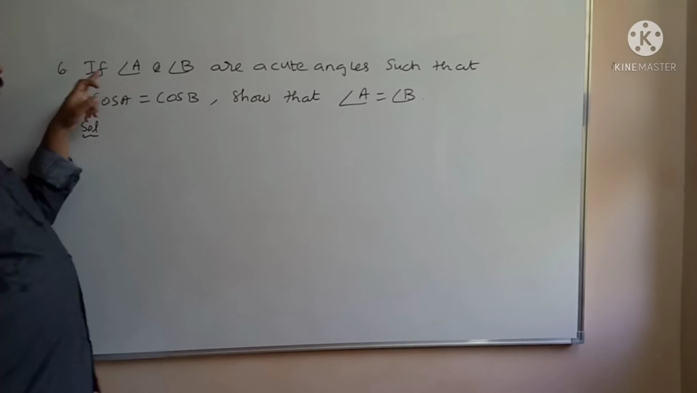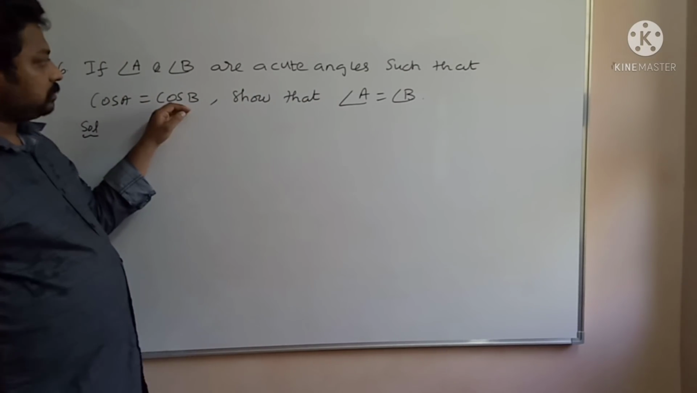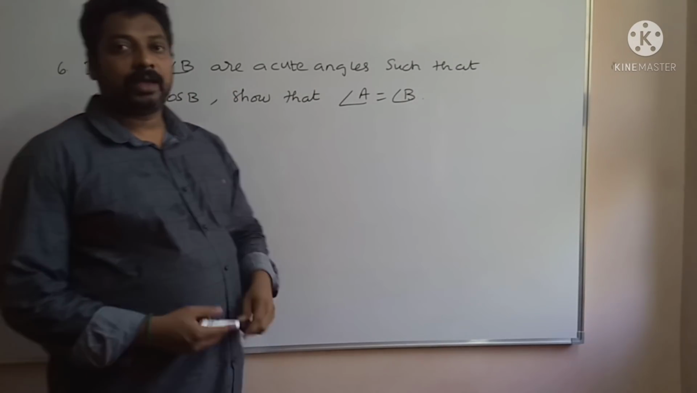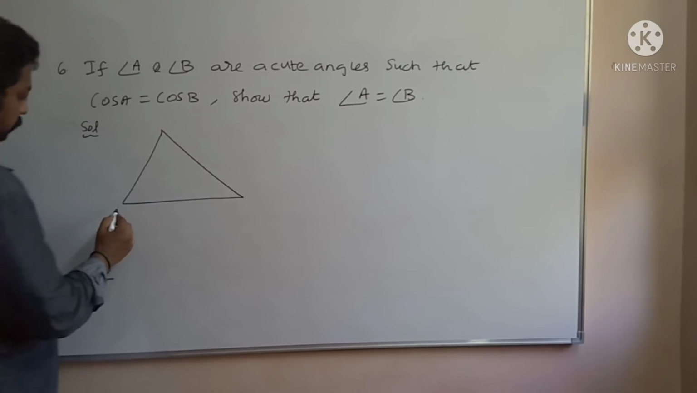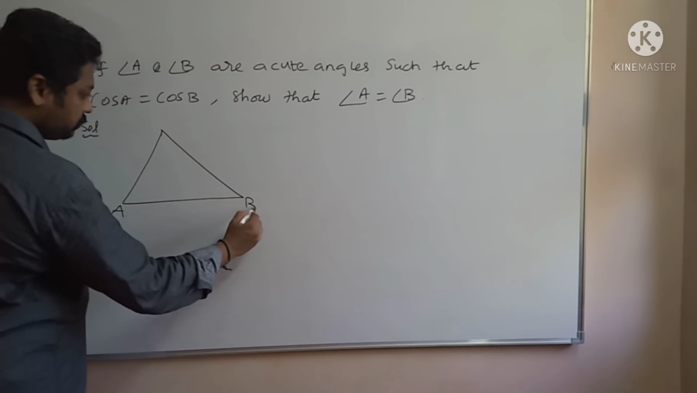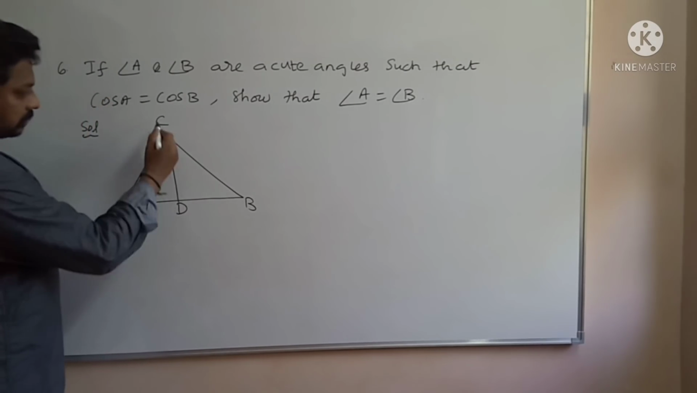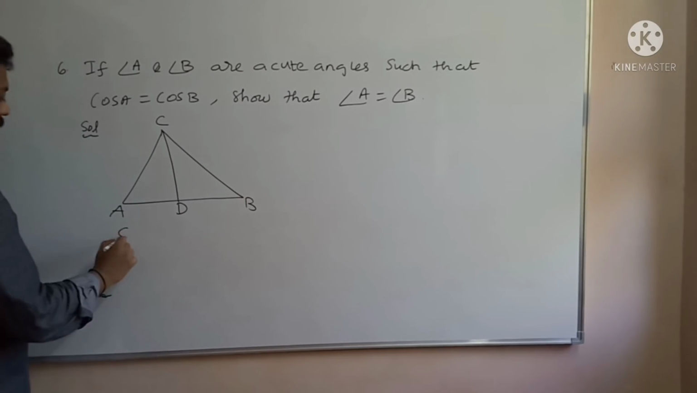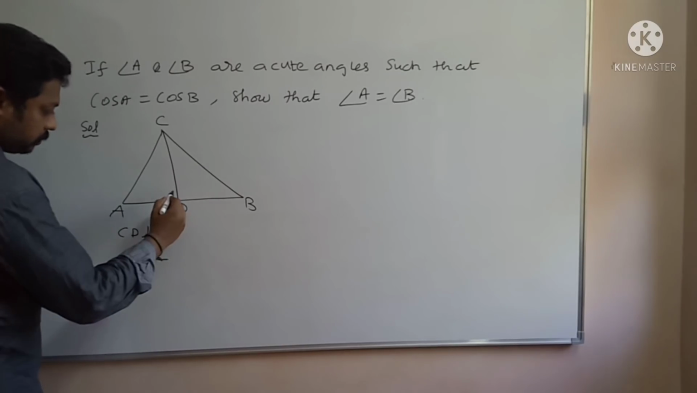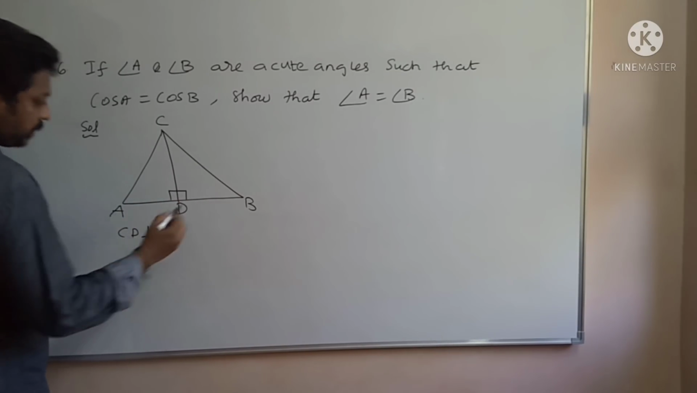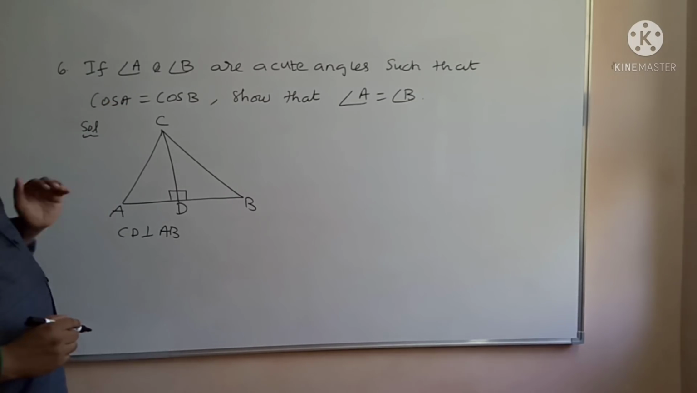Coming to the sixth problem: if angle A and angle B are acute angles such that cos A is equal to cos B, show that angle A is equal to angle B. We take a triangle randomly. We take this as A, this as B, and let this be C. Let us take a point D here such that CD is perpendicular to AB. So this is a right angle and this is a right angle. In a right angle triangle only we can form cos A, cos B and all the trigonometric ratios.